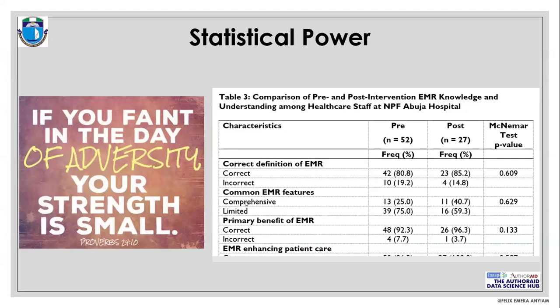Look at this one. Common EMR features, 25%, 40.7%. This is an increase in knowledge, but the p-value was still greater than 0.05. What could be the reason? Power. The power for this study is small.